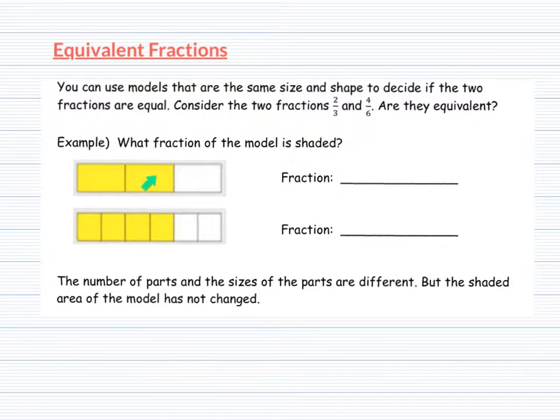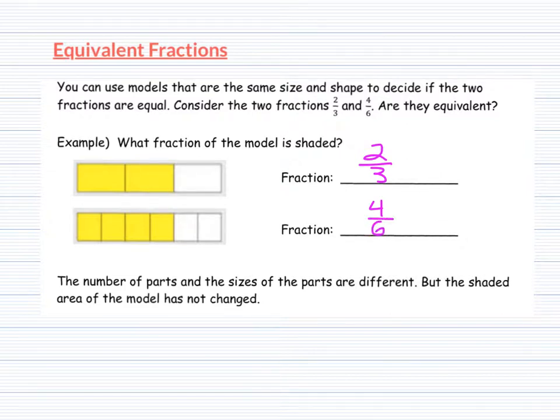So we have this rectangle here. We have two of the areas shaded in out of the three total areas. So our fraction here is 2/3. And our next model, we have four of those rectangles shaded in out of six total. So that fraction would be 4/6.